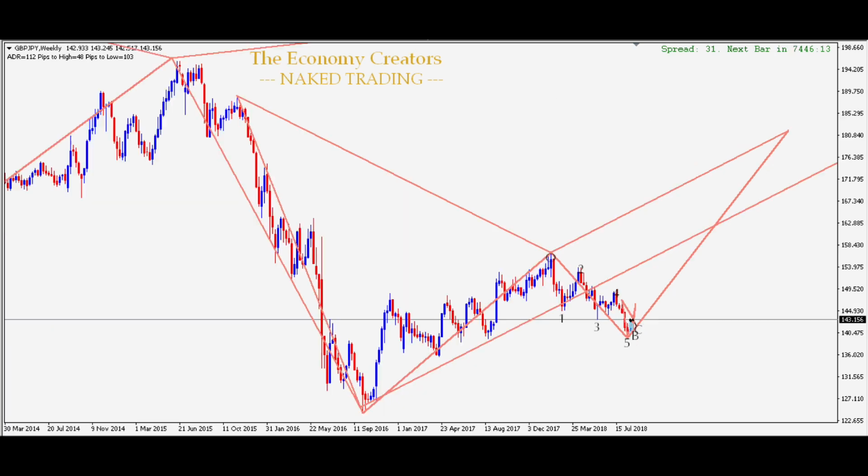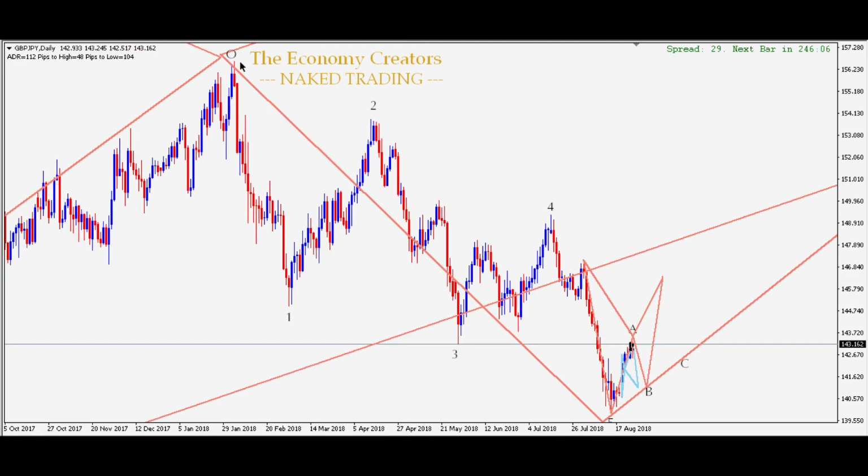You drop down to your weekly. You have a bearish bat. Price is getting ready to start completing the C to the D leg. On your daily time frame, you had a bearish Elliott wave that has now done its impulse waves. It is now getting ready to do its corrective wave to the A, the B, and the C.